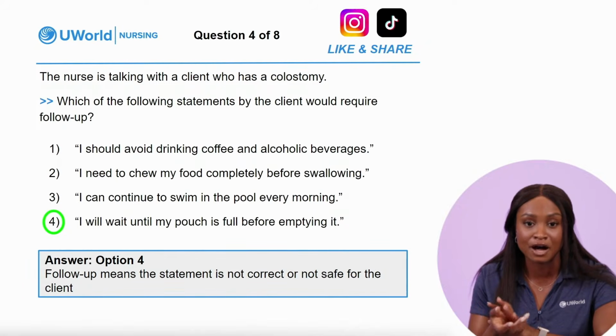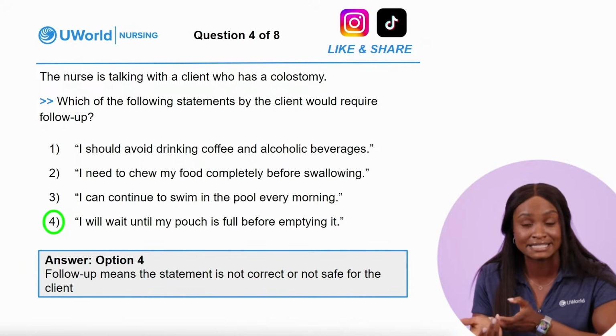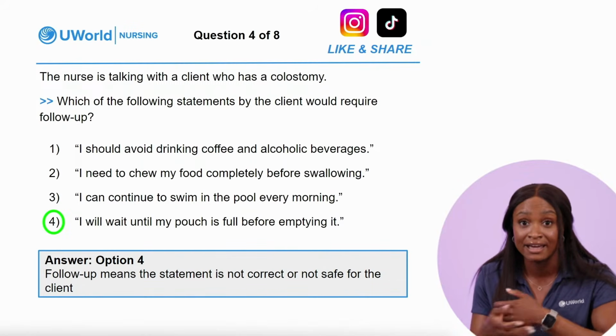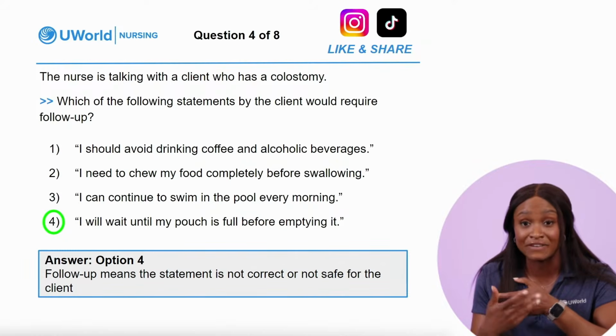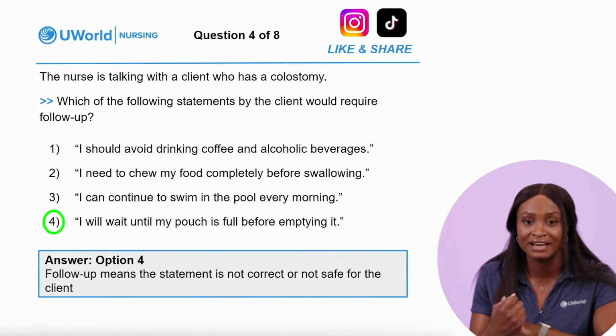All the other options 1, 2, and 3 are good teaching points that we do want to encourage for our clients. They should avoid drinking coffee and alcoholic beverages, just in case that induces diarrhea. If they have diarrhea, that's a lot of emptying of the bag, which can be kind of not fun.